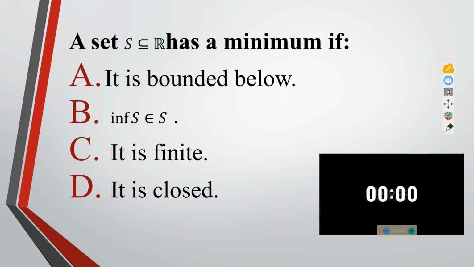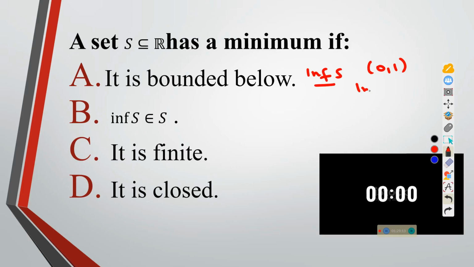A set S, which is a subset of R, has a minimum if we have these different options. We shall talk about them. If it is bounded below, that guarantees an infimum. If it is bounded below, then it means it has got the infimum. But if it has the infimum, it does not mean it has the minimum. Because, for example, if you have this set (0, 1), this set here has the infimum, which is 0. But the minimum does not exist.